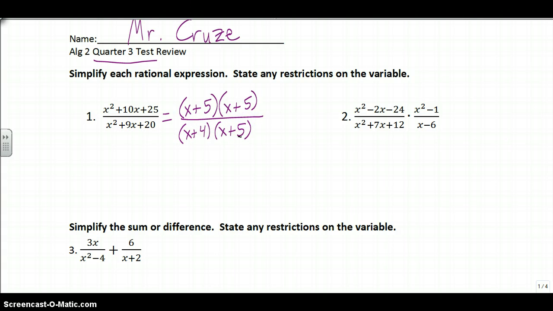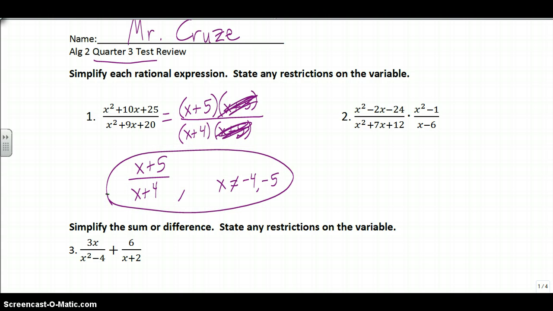Okay. Well, before I can go ahead and cancel anything, I need to make sure what numbers x cannot be. That would be negative 4 from this one, and negative 5 from this one. Hopefully some of this comes back to you as we go. Since they are the same, the x plus 5's cancel, so I'm just left with x plus 5 over x plus 4, as long as x is not negative 4 or negative 5.